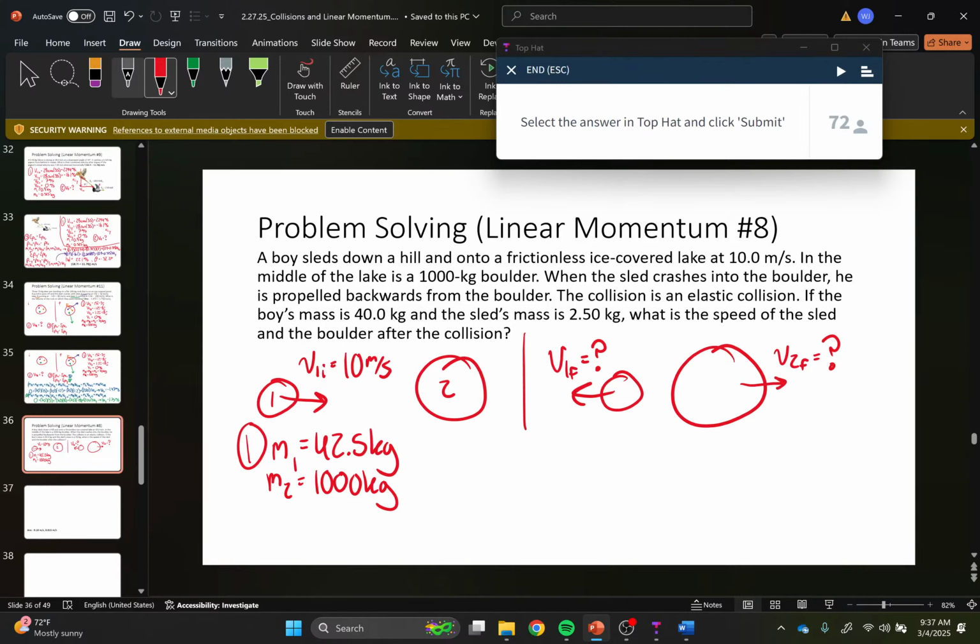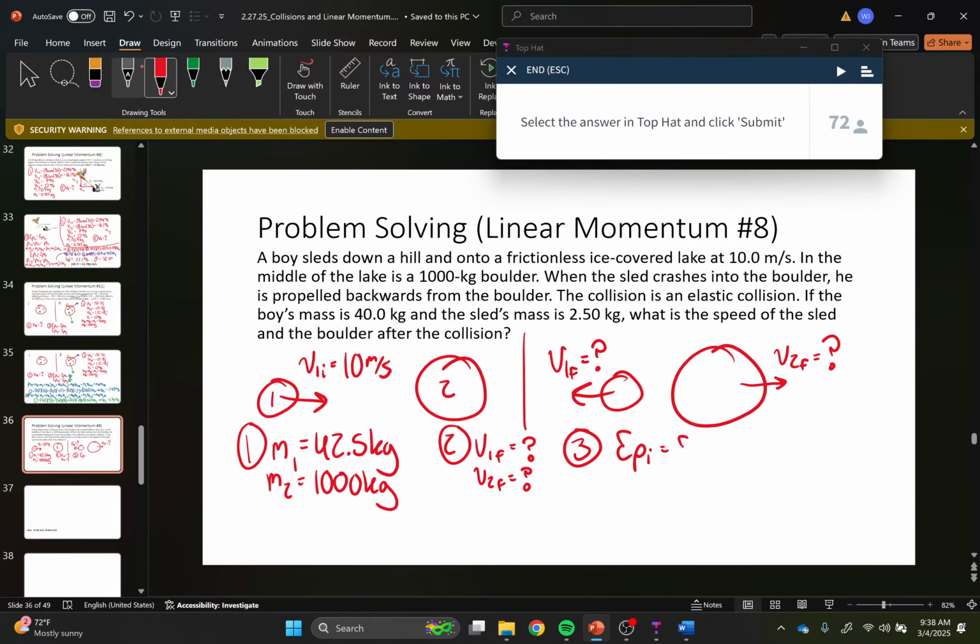You don't actually put the positive or negative. You don't need to know which way it's going. You just leave it as is and let the math work. All right, we've got two unknowns, and then we're going to do the thing.